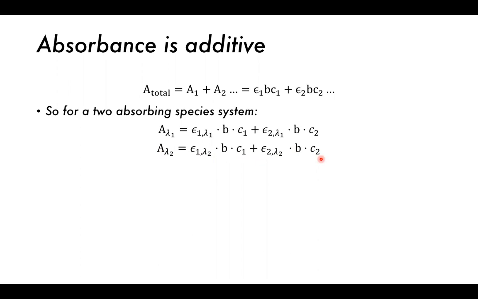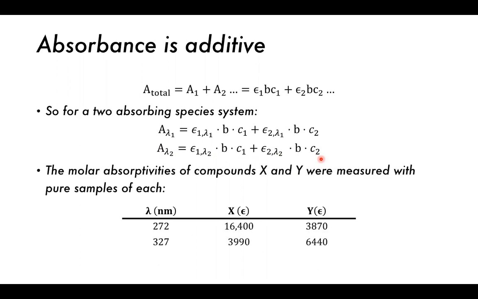We're doing some algebra. The molar absorptivities of X and Y were measured with pure samples of each, and we can use these values here. So we have two wavelengths. We have the epsilon for species 1 and species 2 at the two different wavelengths. Here's the molar absorptivity for species Y, which could be species 2 up here. And here's the molar absorptivity at 272 nanometers for species X, which could be epsilon 1 and species 1 up here in our equations.